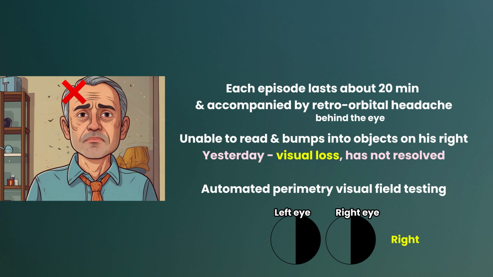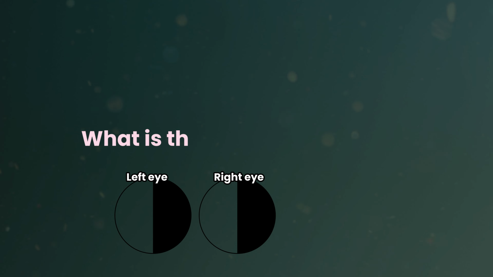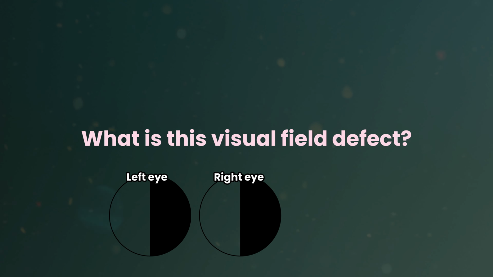Yesterday, he experienced the same visual loss, which has not resolved. Automated perimetry visual field testing reveals the pattern shown in figure with areas of visual loss in black. What is this visual field defect?